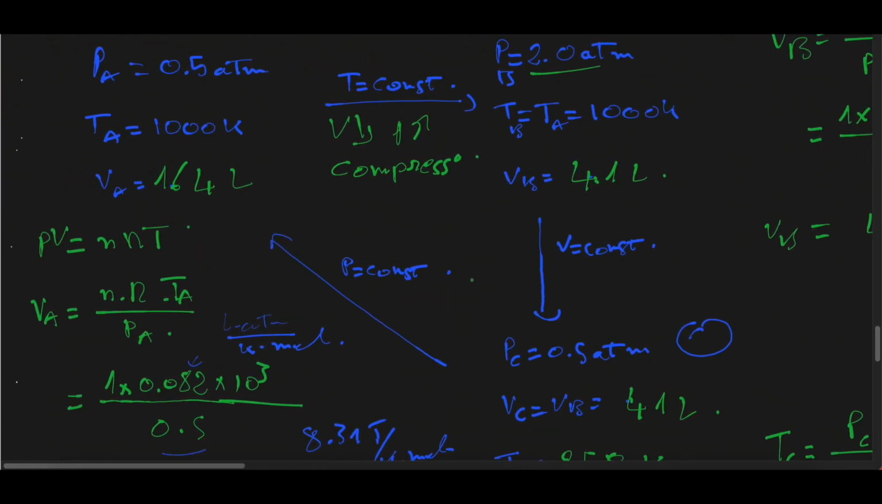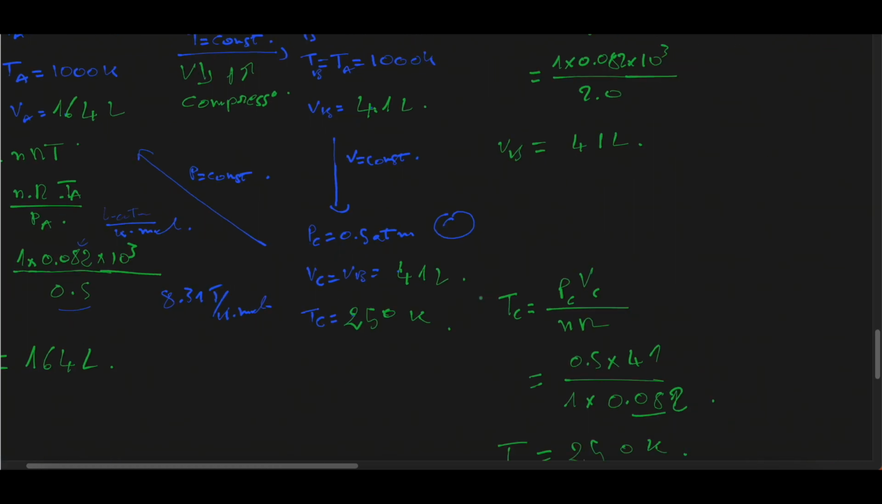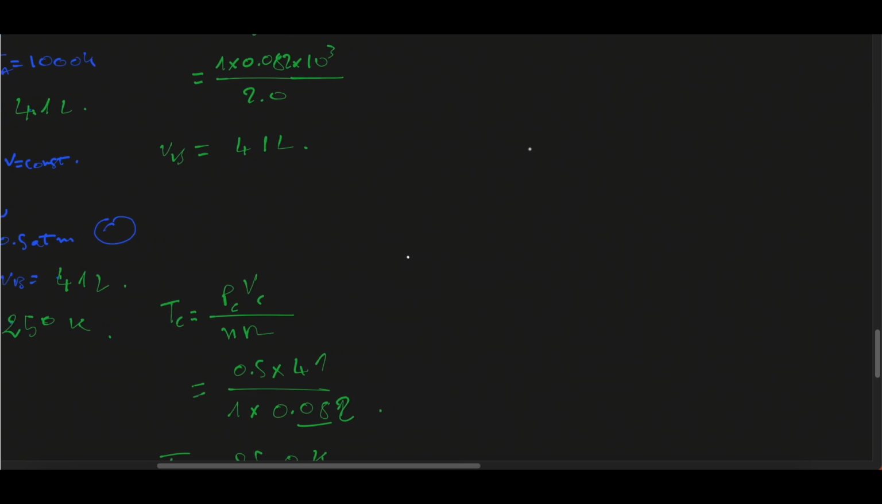Now all the state variables are calculated. Now we can draw the PV diagram. Here it is.